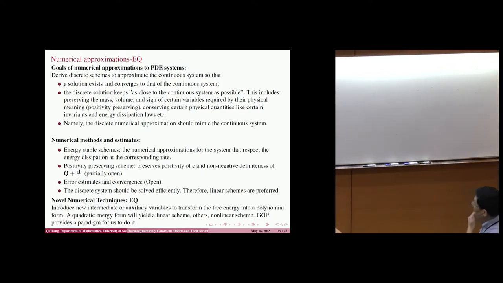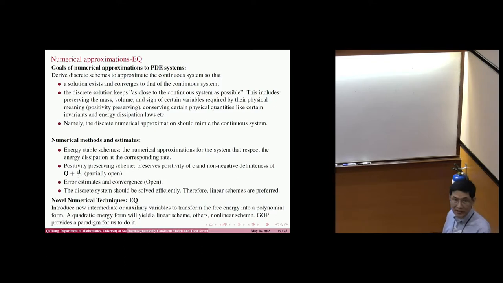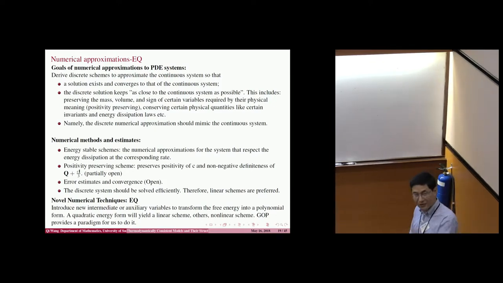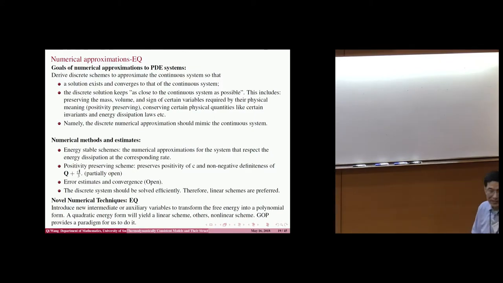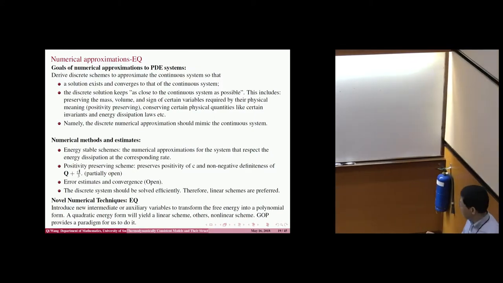Finally, we need a discrete system which can be solved efficiently. This is what Jie Shen mentioned about linearity. Why do we like linear schemes? Because a linear scheme is easier to solve. All right, so I'm going to spend some time talking about this energy quadratization approach.